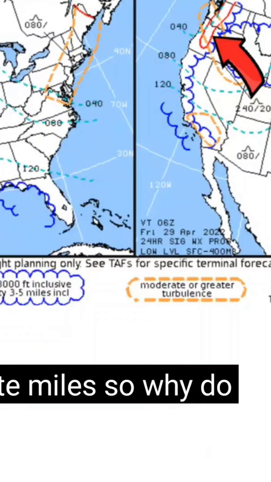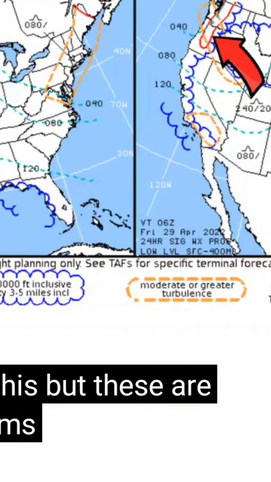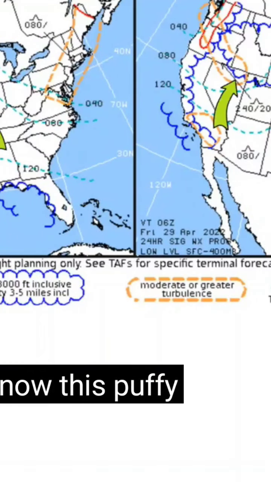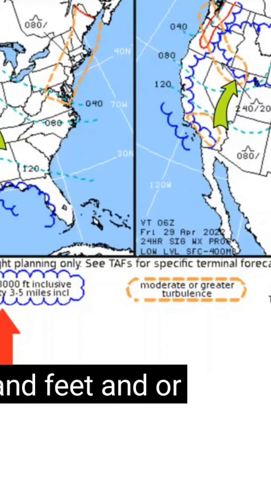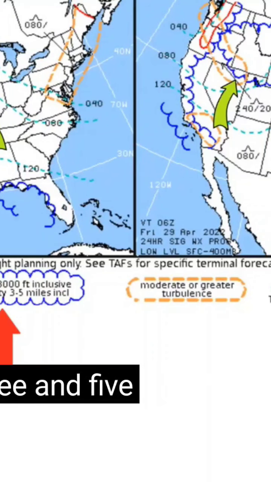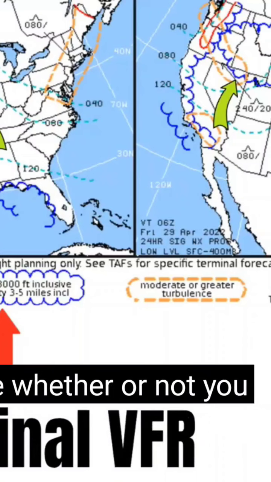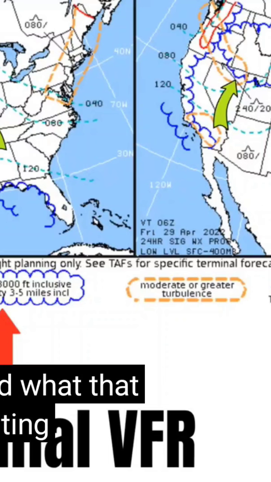So why do I care about that? You probably already know the answer to this, but these are the basic VFR minimums, so these are going to be IFR areas. Now, this puffy blue cloud indicates ceilings between 1,000 and 3,000 feet, and/or visibility between 3 and 5 statute miles. This is what we call marginal VFR, because whether or not you can legally take off VFR depends on the airspace you're in, and what that specific field is reporting.